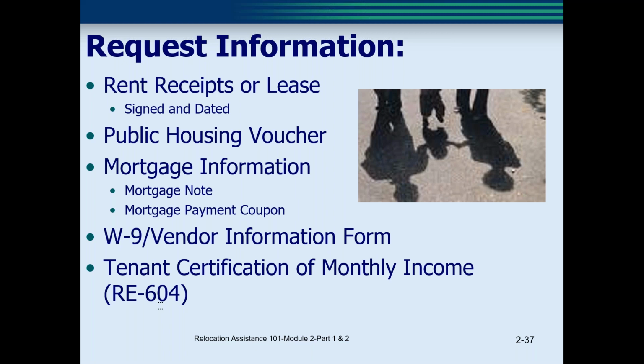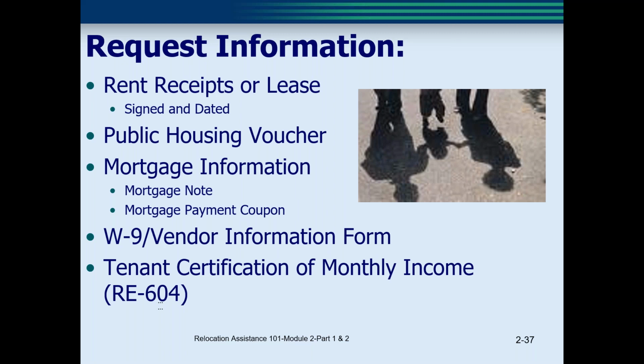You're also going to request rent receipts or a lease if you have a tenant. You want to make sure they are signed and dated. You're going to ask if they have a public housing voucher. You're going to ask for mortgage information. You're going to request a W-9 vendor information form. At this stage, they may not be willing to fill it out, but I would present it and see if they are willing to fill it out at this time. That way you can get their information in the ODOT system.